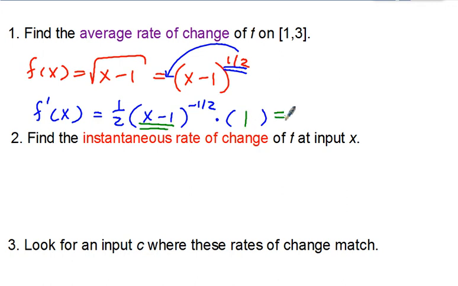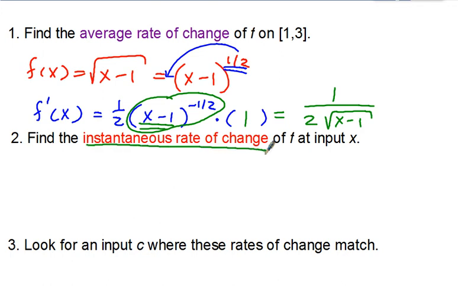Okay? And so we can now simplify a little bit. We have a half times this. And a power of negative a half is a square root in the denominator. So this right here is the formula for the derivative. Okay. And step 2, now we want to find the instantaneous rate of change of f at input x.